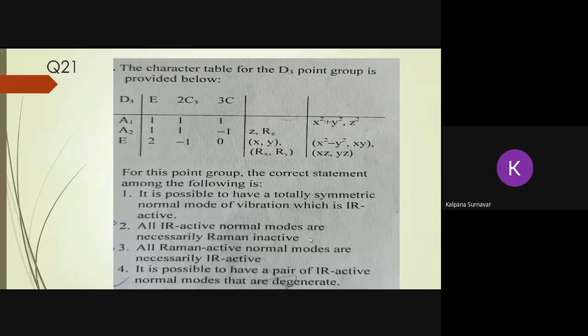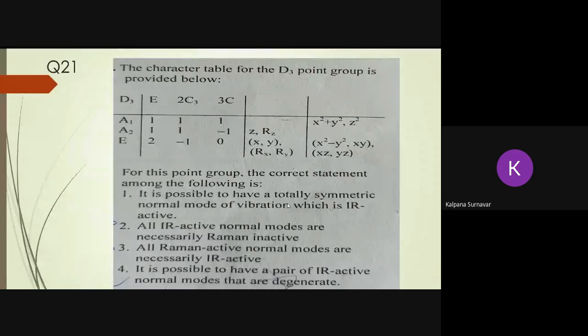The second option is all IR active normal modes are necessarily Raman active. This is not the correct statement. The third one is all Raman active normal modes are necessarily IR active. Again, this is not the condition. And the last option is, it is possible to have a pair of IR active normal modes that are degenerate.